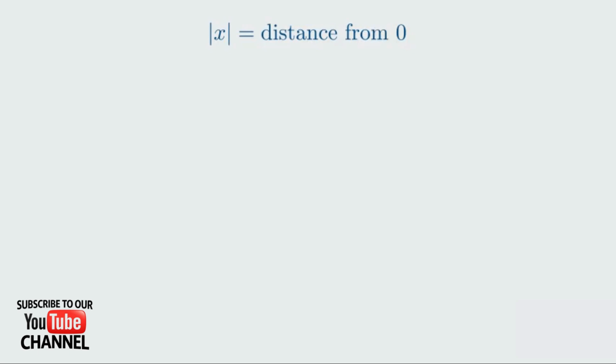Before we dive into solving the equation, let's take a quick moment to recall what the absolute value function actually does. The absolute value of a number, denoted by these vertical bars, is its distance from 0 on the number line. Because distance is always positive, the output of the absolute value function is always non-negative. This means that if we are given an equation that says the absolute value of A equals B, the value of B on the right side must be greater than or equal to 0.